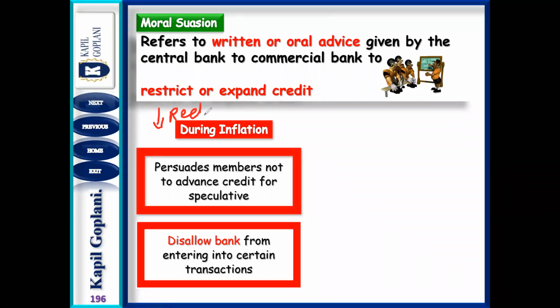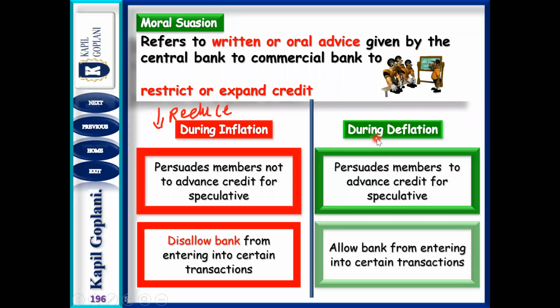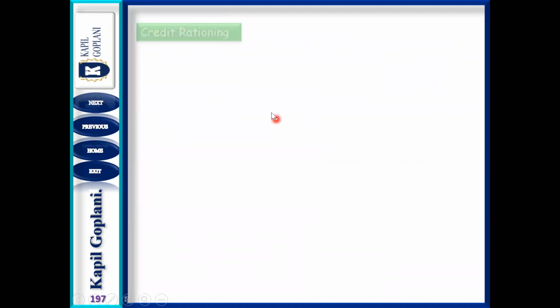Okay, again, why are these known as qualitative? Because RBI will not state the quantity in this, they will only guide. During deflation, they will persuade members to advance credit for speculation purposes. Also, they will allow banks to enter into certain transactions. Okay, means RBI is liberal in this case, and during deflation they have to increase the money supply, so they are not restricting the banks from entering into certain transactions.